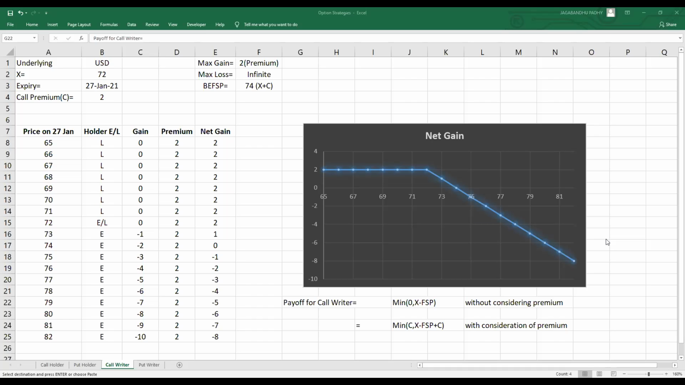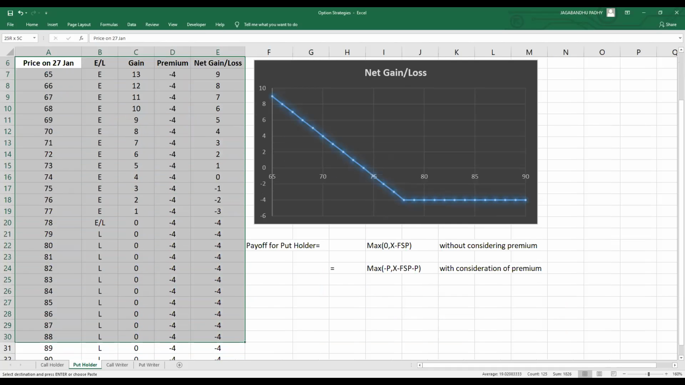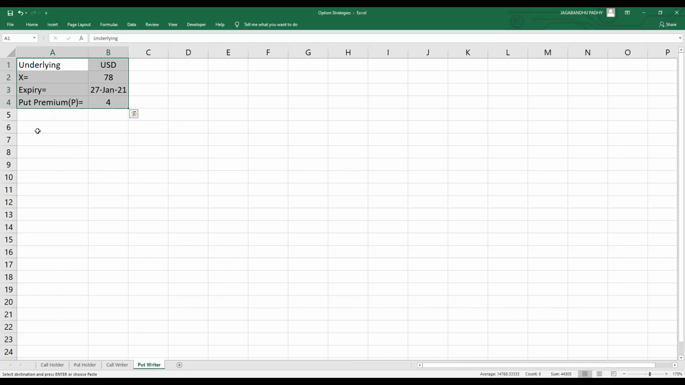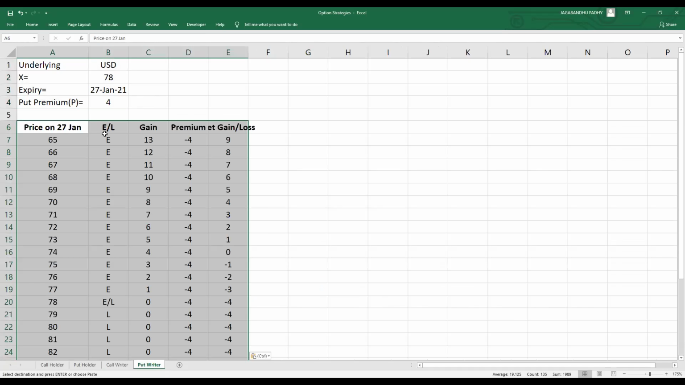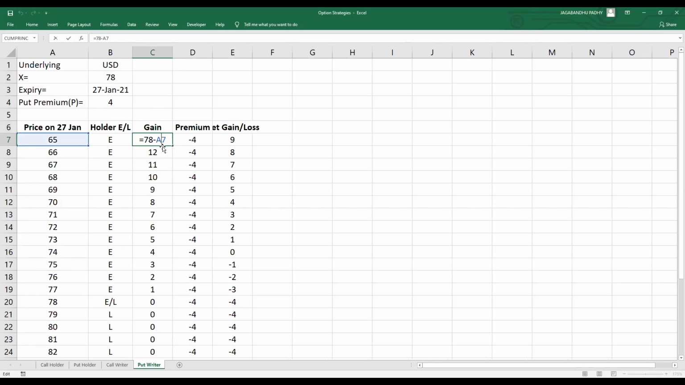Are we done? The put writer. Yes, sir. So for the put writer, let's take this data and work on it. Here we say whether the holder will exercise or lapse, that will hold true. And here the gain is going to be actually the opposite of it, this minus 78.